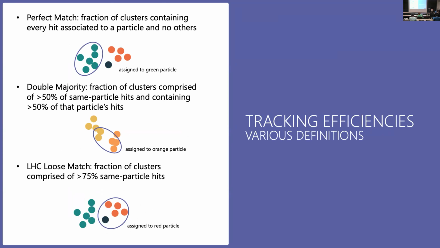To show an example of how this might work, I've written down a few different tracking efficiency definitions to compare. The first is perfect matches, where every hit generated by a particle is inside a cluster and no other hits. Then there's the double majority, where over 50% of the hits in a cluster belong to one particle, and those hits represent over half of that particle's hits. And then also this LHC loose match, which is the fraction of clusters that have just over 75% of the same particle's hits in them.